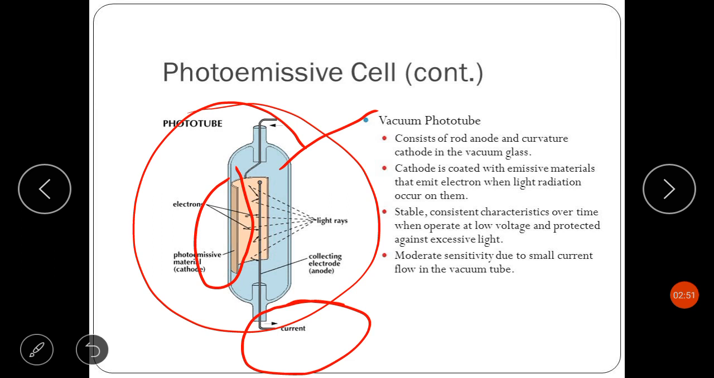Now the electrons emitted at the cathode, because of the light radiation striking the photoemissive part of the cathode, get amplified in the gas filled photoemissive tube. So how does the amplification take place? We use an inert gas inside this glass envelope.